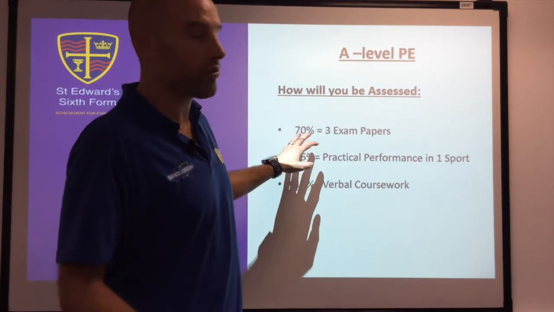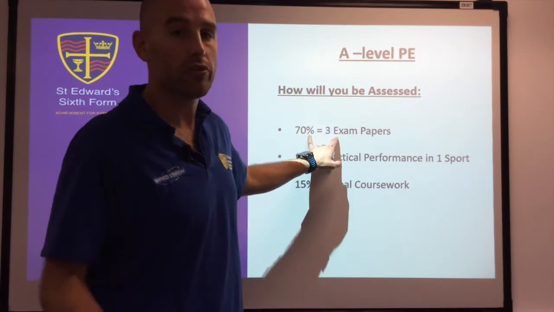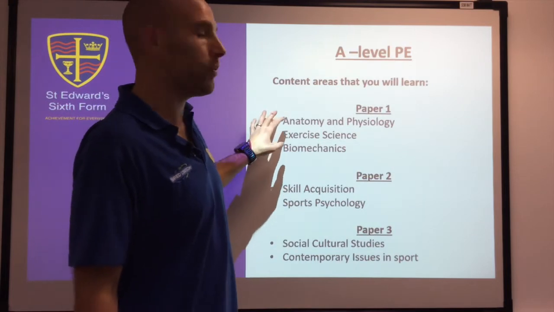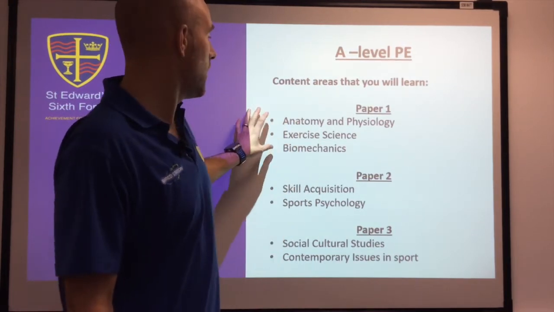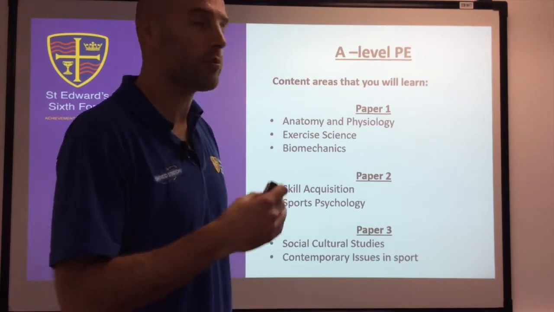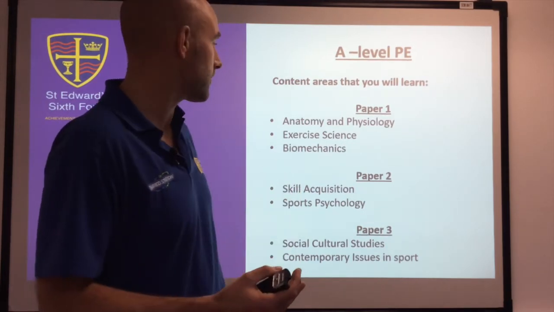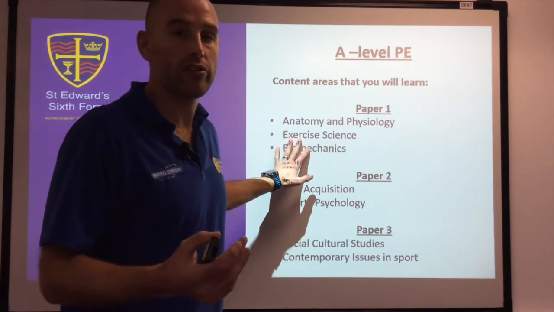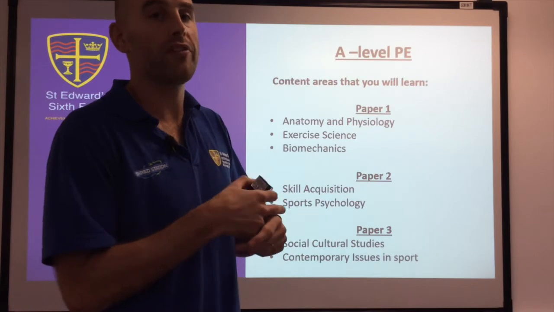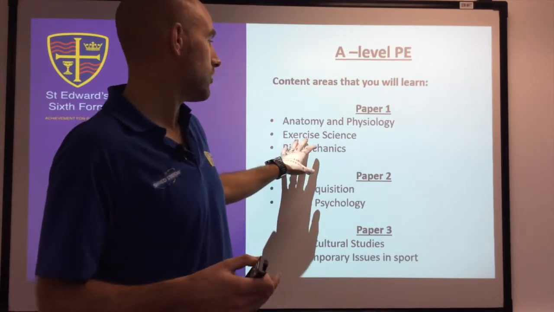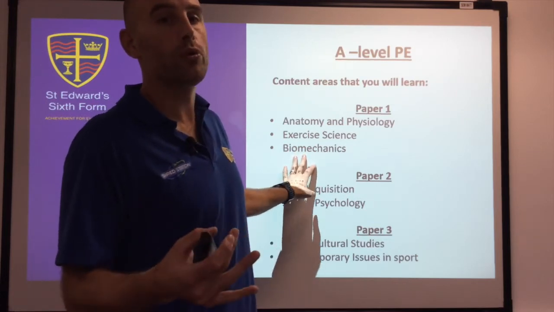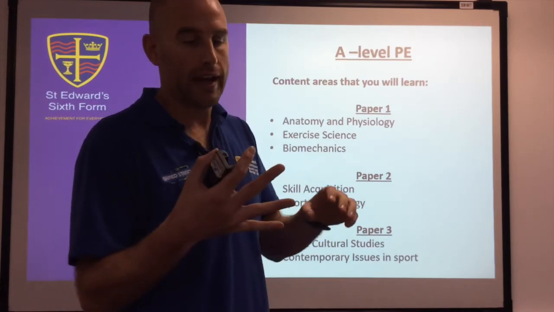What I'm going to do is go through the 3 theory papers so you know what's assessed in each paper. So in paper 1, this is our scientific paper. This is looking at anatomy and physiology. So this is the body's systems, the muscular system, the skeletal system, the cardiovascular system. The exercise science section is looking at training, designing training programs, looking at how to be effective with regards to your training. It's also looking into sports injuries.